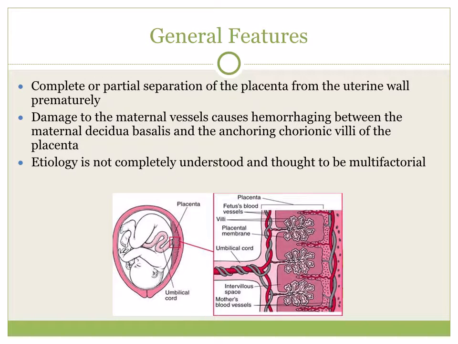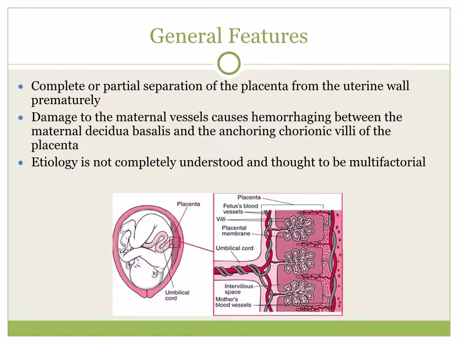So, to start out with some general features, placental abruption is defined as the complete or partial separation of the placenta from the uterine wall prematurely. So, what happens is you get damage to these maternal vessels, which you can see here in the picture, and that damage causes bleeding between the decidua basalis, which is actually the maternal component of the placenta, and the anchoring chorionic villi, which can also be seen here in the picture. So when you get the bleeding between those two spaces, that actually causes the placenta to detach from the uterine wall. Unfortunately, the etiology is not completely understood and thought to be multifactorial.